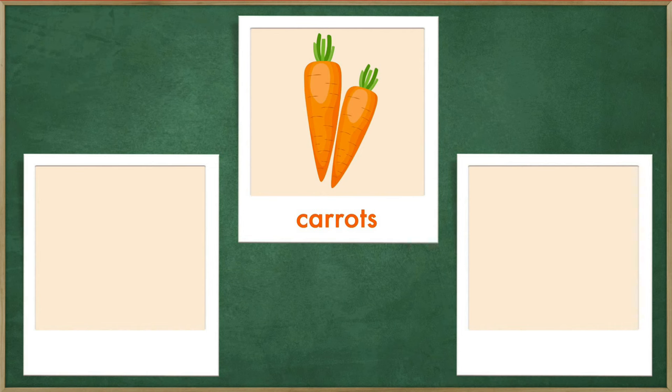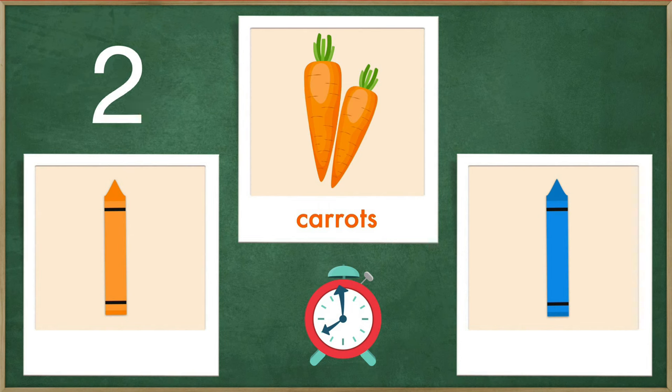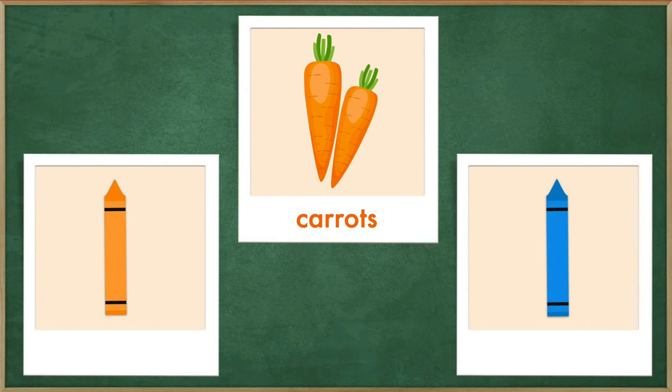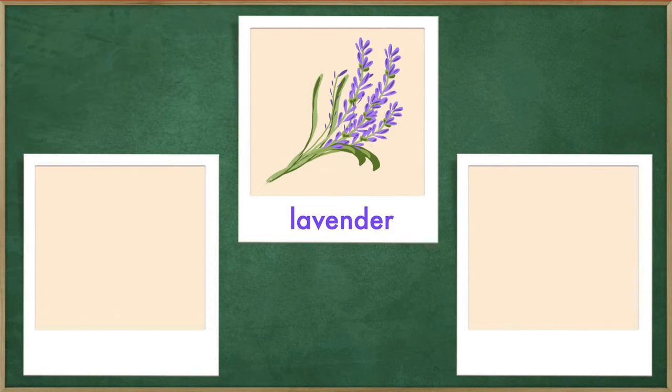Carrots. What is the color of the carrots? Is this color or this color? Go think. Time is up! Did you choose your answer? The carrots are orange. Lavender. What color is the lavender? Is this color or this color?